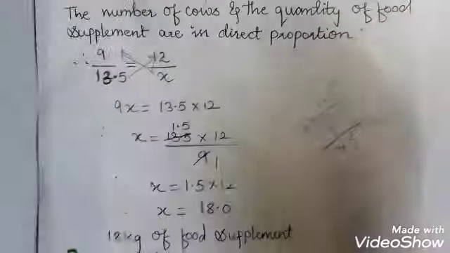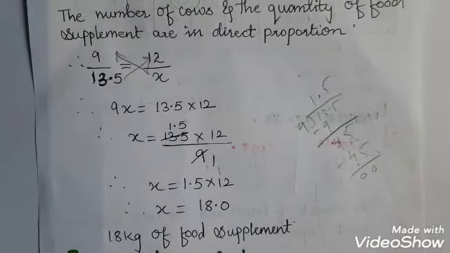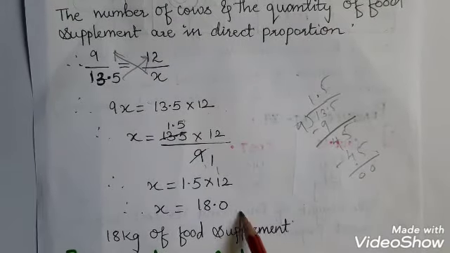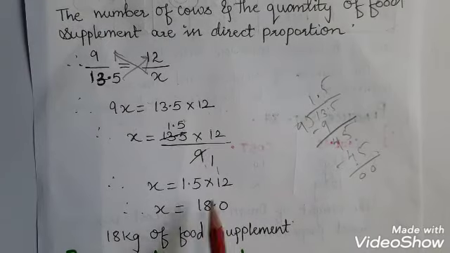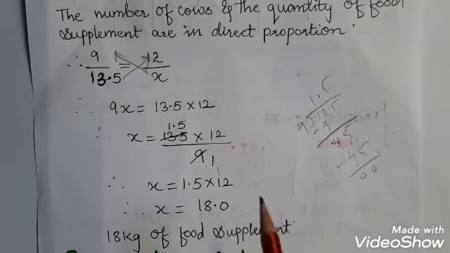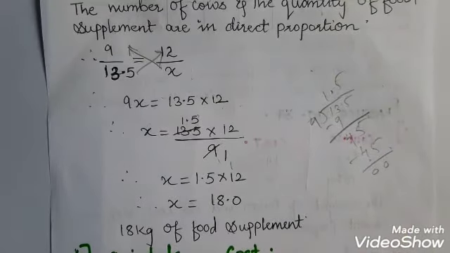Now you multiply 1.5 into 12. So 1.5 into 12 will give you 18.0. So that means 18 kg of food supplement is required for 12 cows. Okay, so we got the answer.